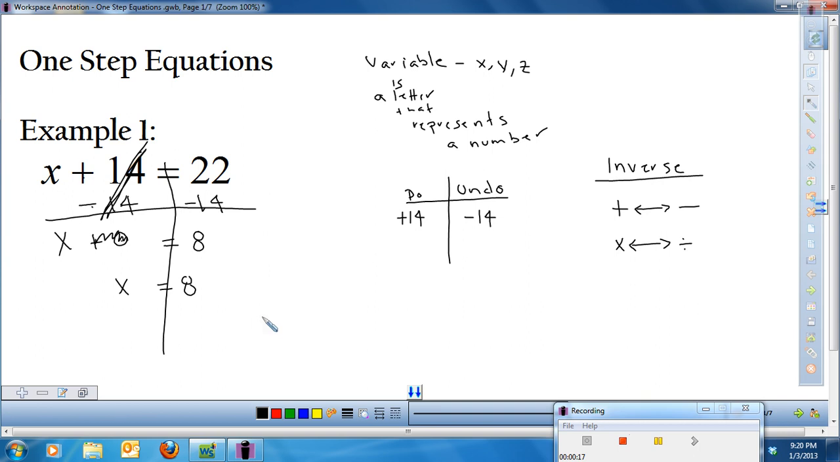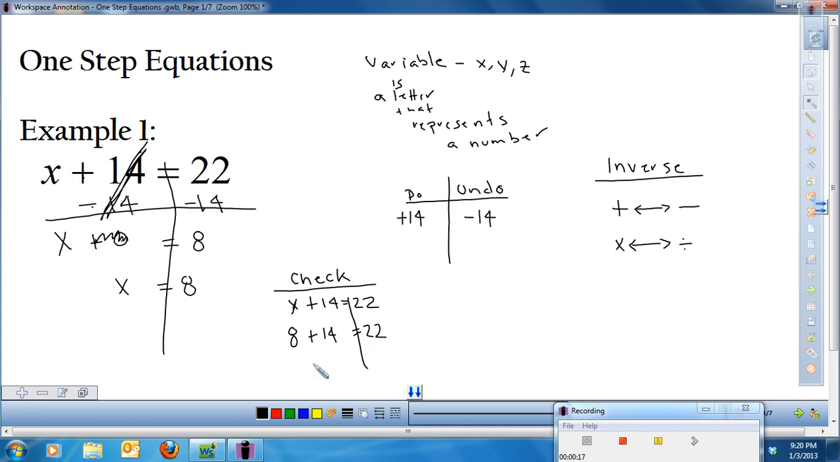Now something that you should always do is check your work. So I'm going to write check right here, and on your notes you should also be checking. The first thing we do is we rewrite the problem we were given originally. x plus 14 equals 22. Since we got that x equals 8, we can substitute 8 in for x. So where I see this x, I'm going to put 8, and then I'm going to bring down plus 14 equals 22. Now if we did our work correctly, 8 plus 14 should equal 22.